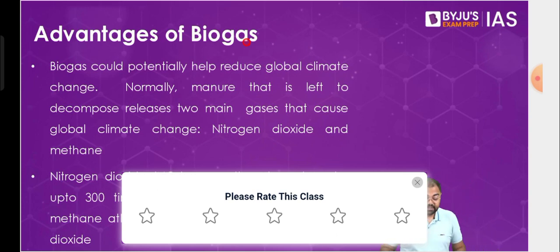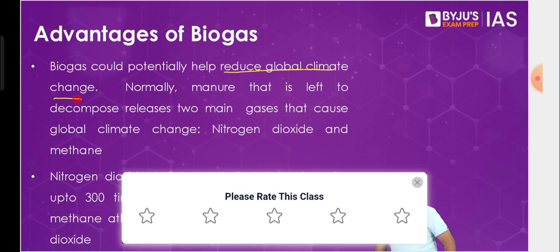But there is one major advantage that biogas has, and this is how it is going to help in reduction of global climate change. So just understand this. For example, we know that in case of biogas production, any animal waste or agricultural waste, etc., will be taken to the digester, where the anaerobic conditions will help in production of biogas.